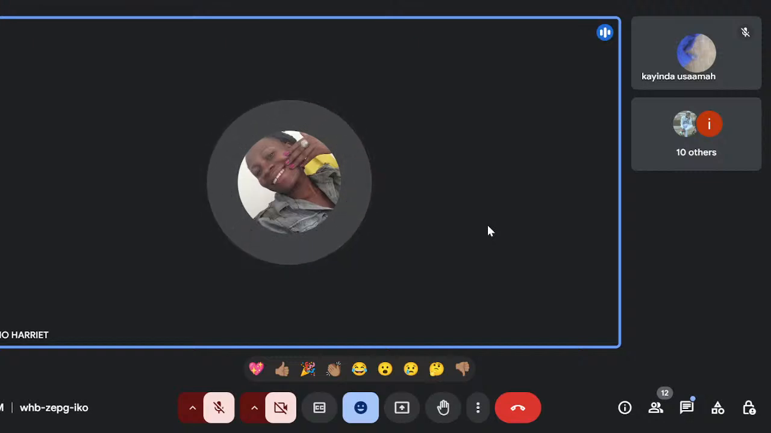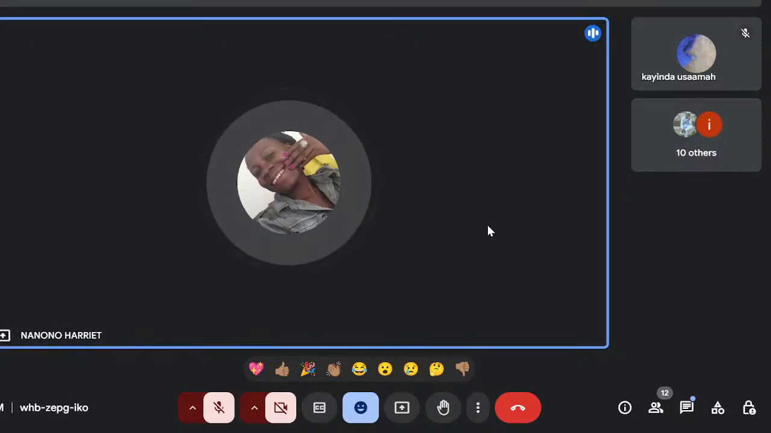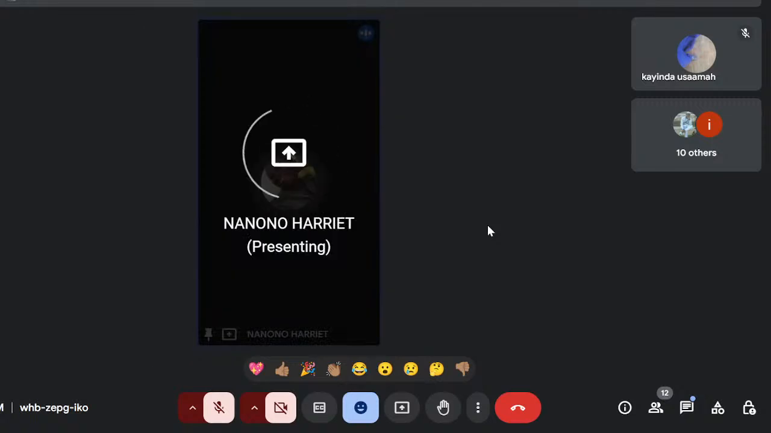There are a lot of interesting things on those new features, and when you get to understand them and you use them, oh, it is amazing. It is very, very amazing.